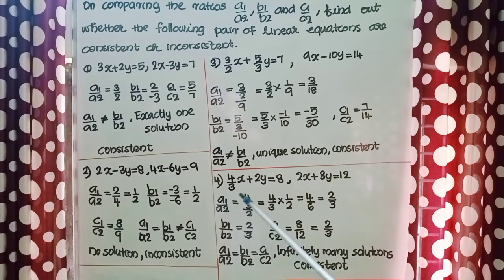So a1 by a2 equal to 4 by 3 by 2, that is equal to 4 by 3 into 1 by 2, that is equal to 4 by 6 equal to 2 by 3. b1 by b2 equal to 2 by 3, c1 by c2 equal to 8 by 12, that is also equal to 2 by 3. So we can conclude a1 by a2 equal to b1 by b2 equal to c1 by c2. Therefore, infinitely many solutions, that is, it is consistent.